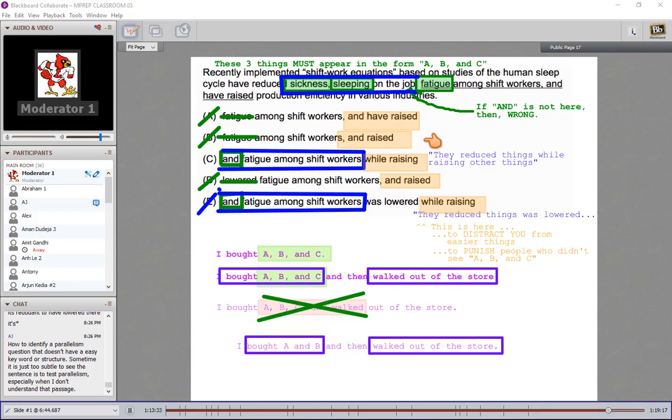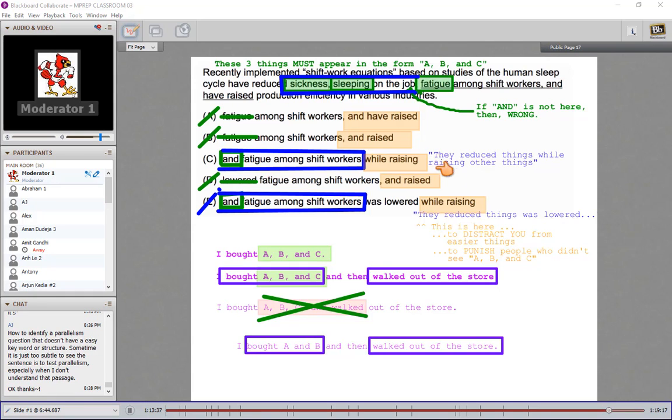But as far as this difference goes, it does make more sense to say while raising, because if you think about it, these are shift work equations. They're called shift work equations. So who are they supposed to help? What is their purpose?